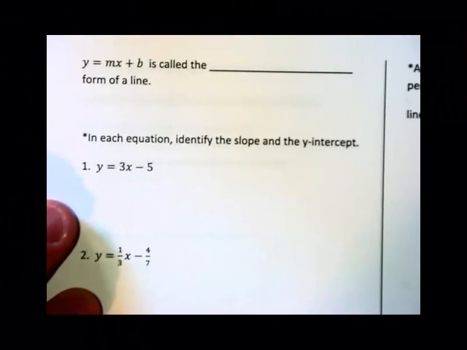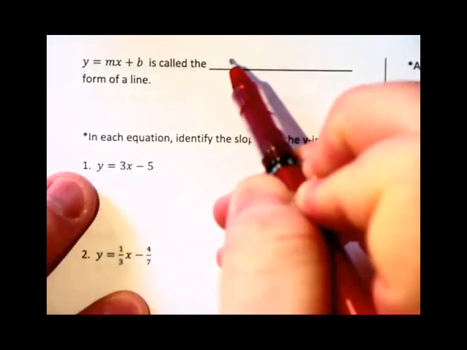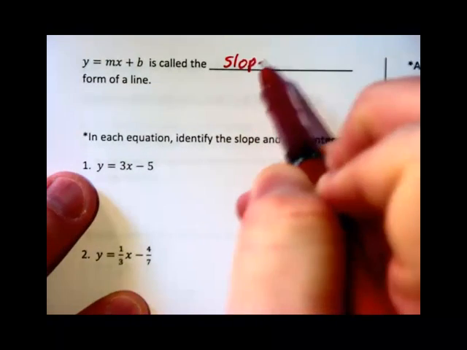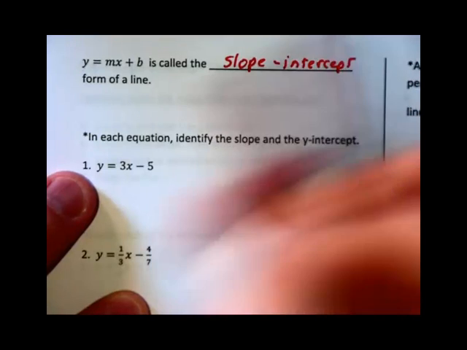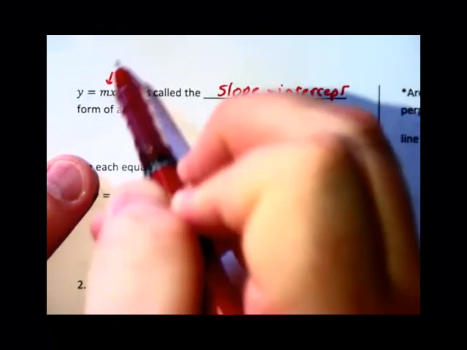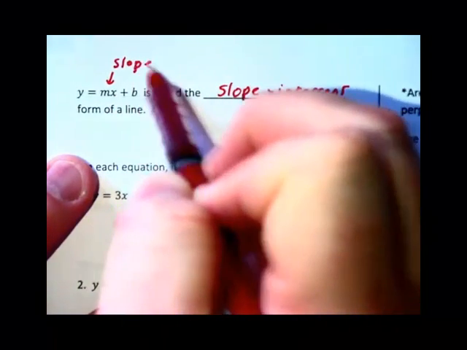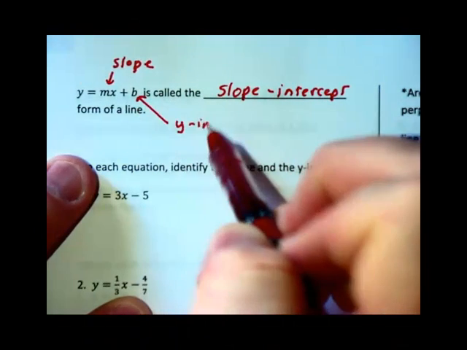When we have the equation y equals mx plus b, that is referred to as the slope-intercept form of a line. Now, the m out in front there refers to the slope, as we already know, and the b refers to the y-intercept.